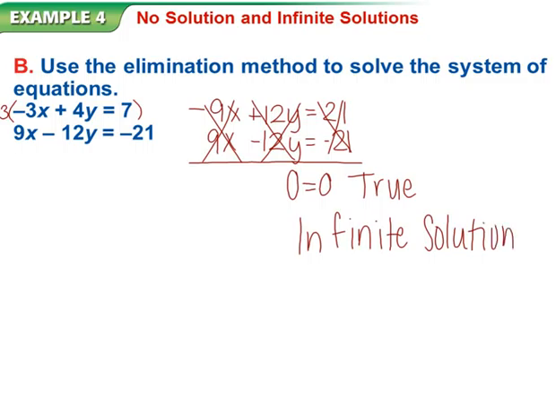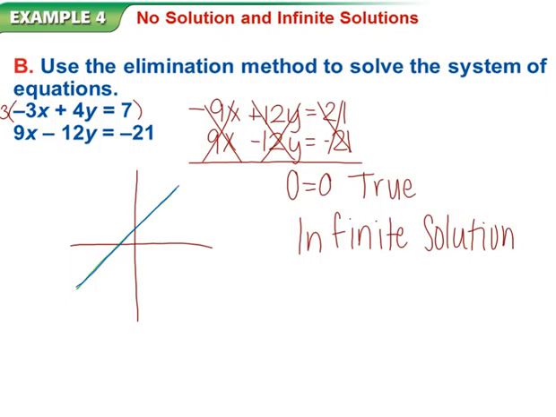And what this means is if you were to graph the equation, you would graph one line, and then you would graph the second line, and it would be the exact same line. So every point along that graph is a solution because it's always touching, always intersecting.